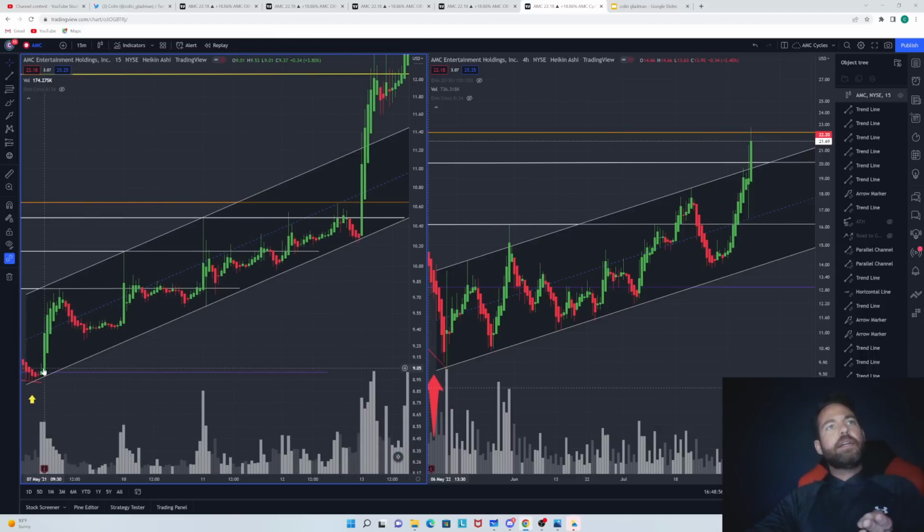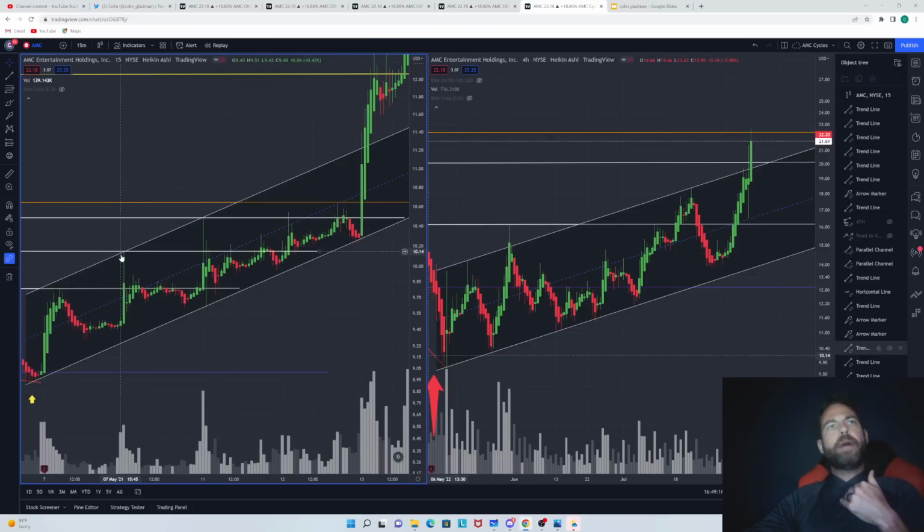So what we've got here is the push up, and then a big pullback. Right here, we had a nice push up to the top of the channel, then a big pullback. Then another push back up that tested towards the top of the channel. Once again, we had another big push up. This one actually broke out of the channel a little bit.